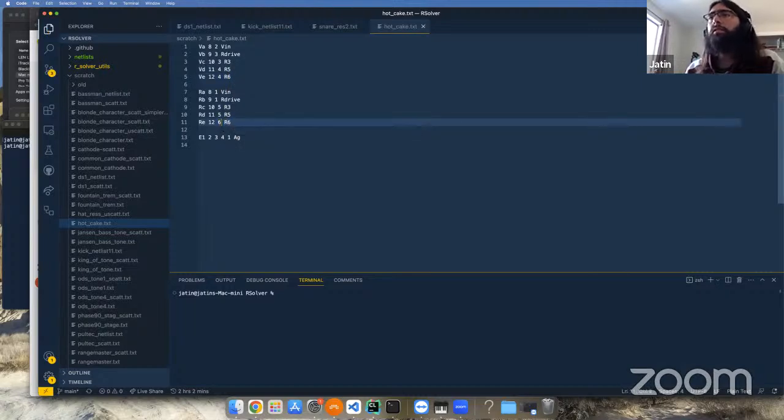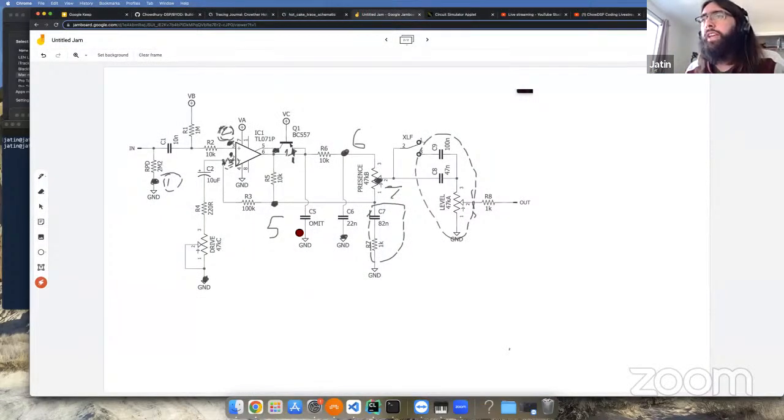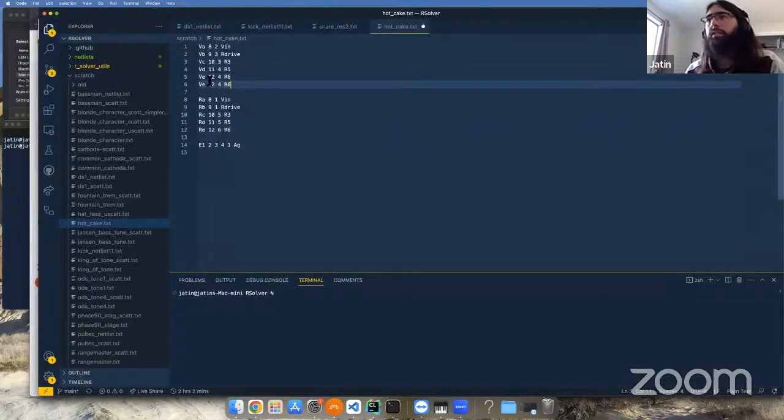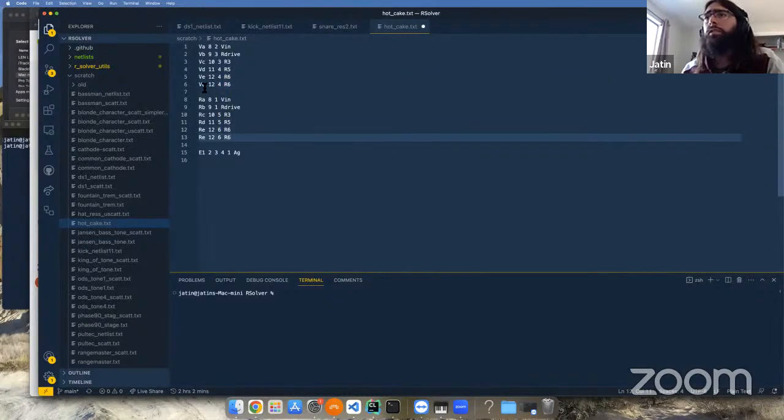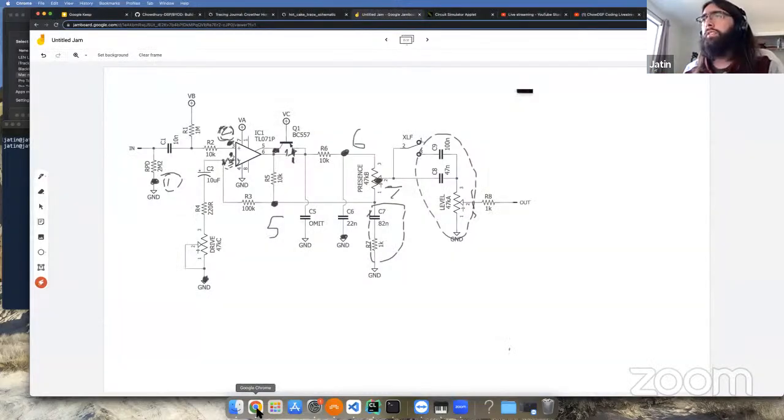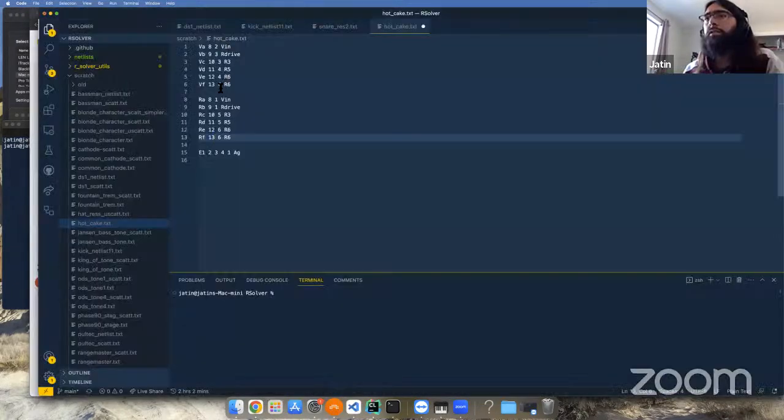To output of 6. Cool. All right, so we've got that one taken care of. Next, let's do our C6 one. So we've got VF here, and this goes from 6 to 1, 6 to ground, 6 to 1. This is capacitive 6.